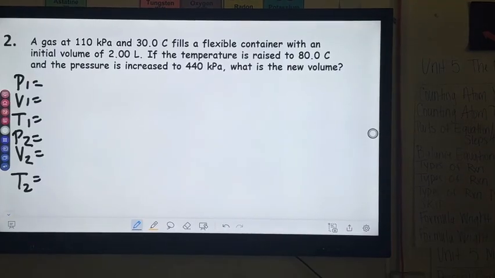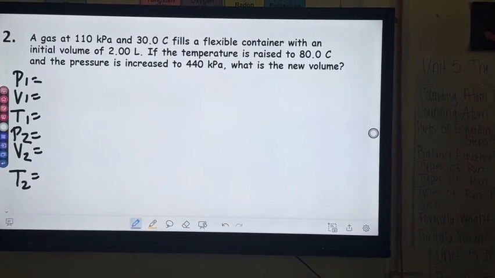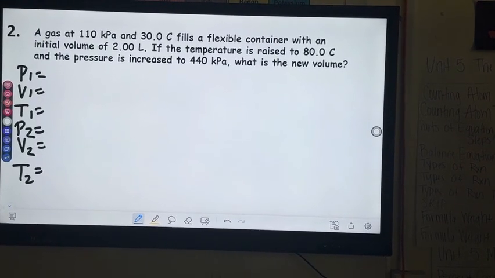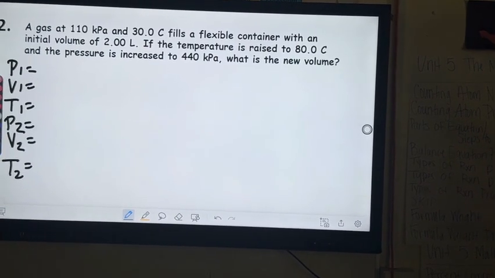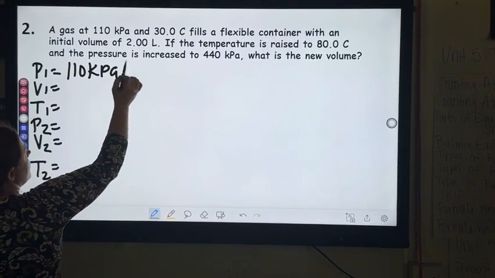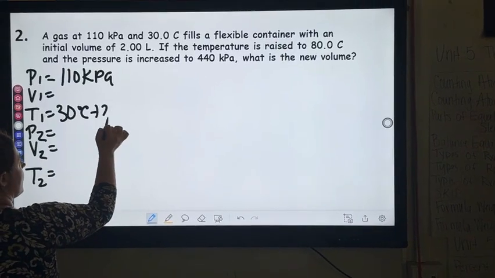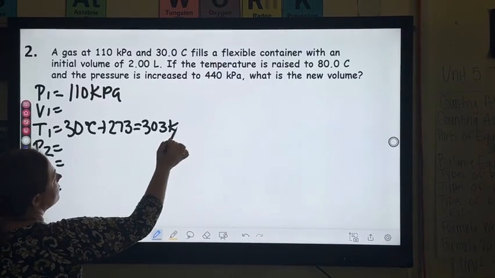Okay. A gas at 110 kilopascals and 30 degrees Celsius fills a flexible container with an initial volume of 2 liters. If the temperature is raised to 80 degrees Celsius and the pressure is increased to 440 kilopascals, what is the new volume? So my initial pressure is 110. My initial temp is 30 degrees Celsius. We don't want Celsius, so we're going to add 273, and we get 303 Kelvin.